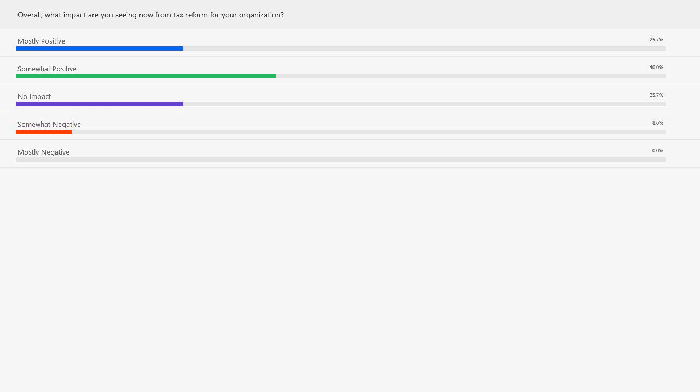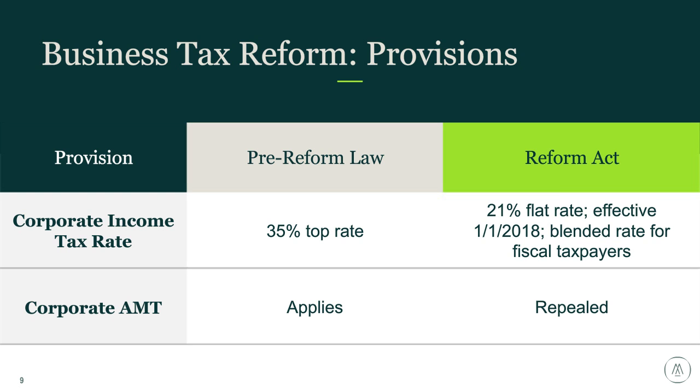Yep. All right. So hopping into business tax reform, one of probably the most significant changes that came from tax reform was the reduction in the corporate tax rate to 21%. This replaced the previous maximum tax rate of 35%. It's important to note that this new 21% rate is a flat rate, whereas the previous rate was a graduated rate with a maximum of 35%. The other big change here is the fact that the corporate AMT was repealed, and we'll talk more about that later on.